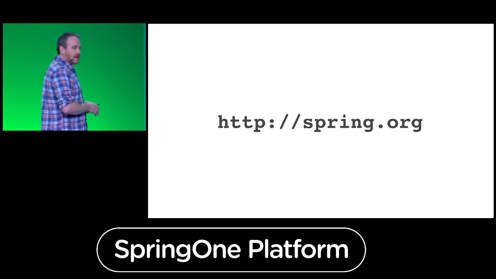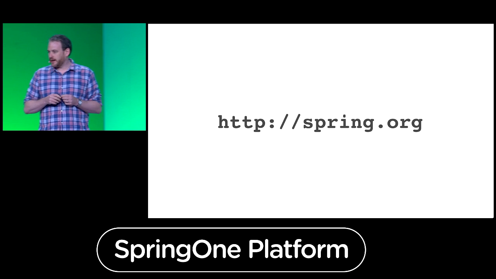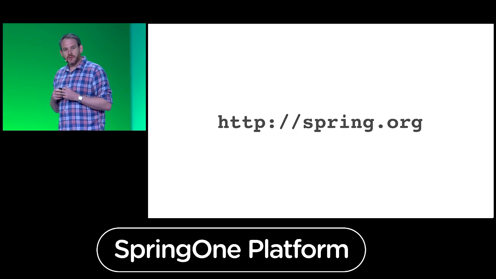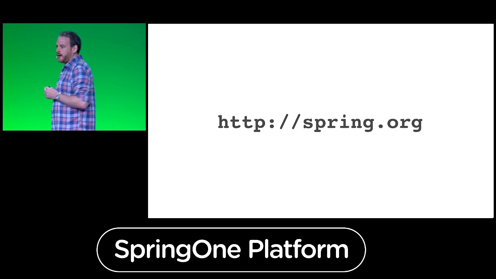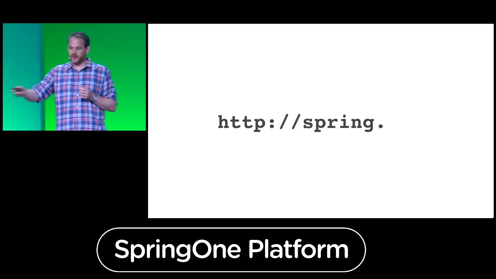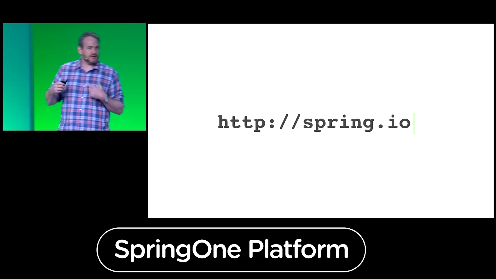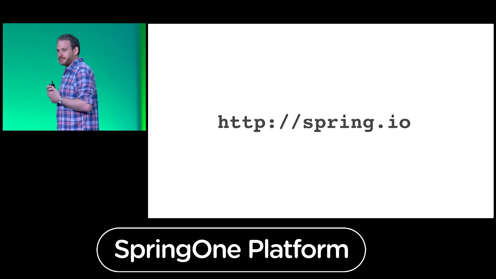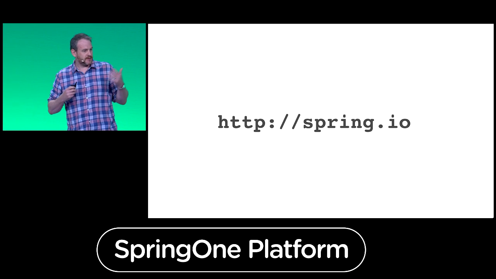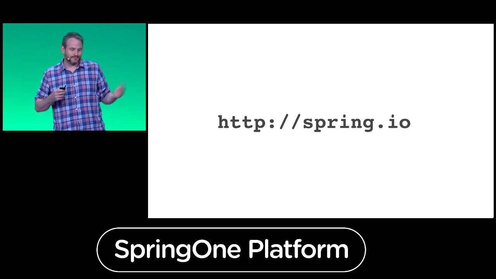OK, so we have a new company. We have a little bit of budget. So what's the first thing we're going to do? Well, we need to get rid of spring.org and get ourselves one of those new IO domains, spring.io. And we did. We got the money. We bought the domain. Spring.io was born.